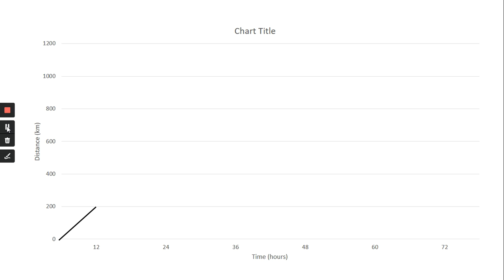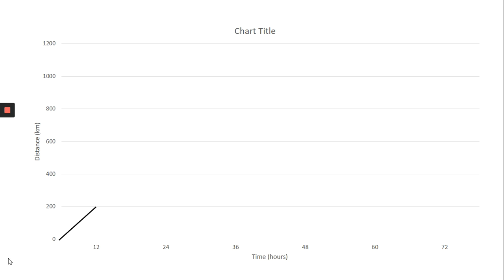If we were going to put that information into a graph, we need to have our time along the bottom, along the x-axis. In this example, I've chosen to go up by 12 hours each time. So we start off with 12 hours, 24, 36, 48, 60, and then 72. The reason we've gone up in 12 hours is because, like the example said at the beginning, the birds rest for 12 hours. So there's 12 hours where they're not moving, 12 hours where they're traveling.